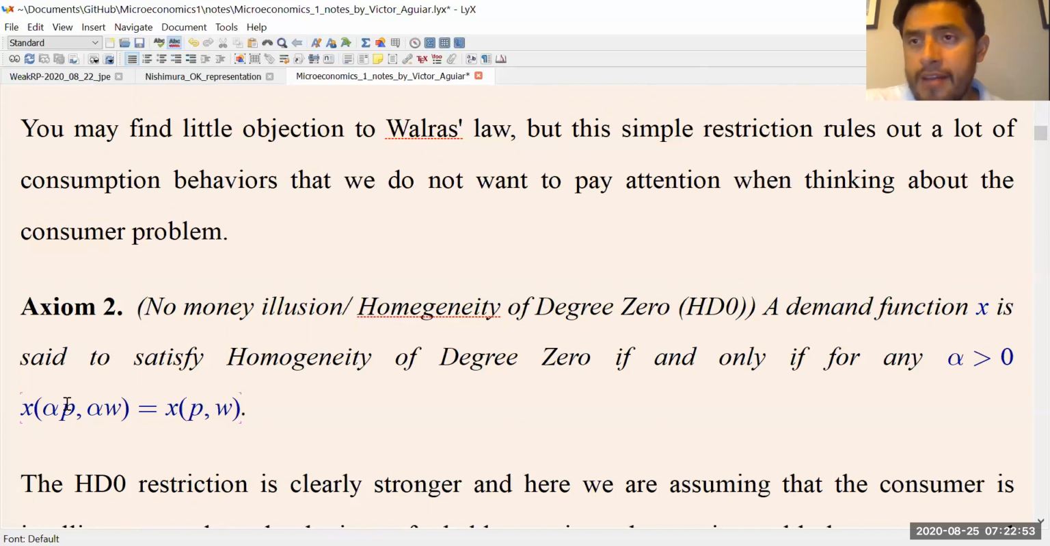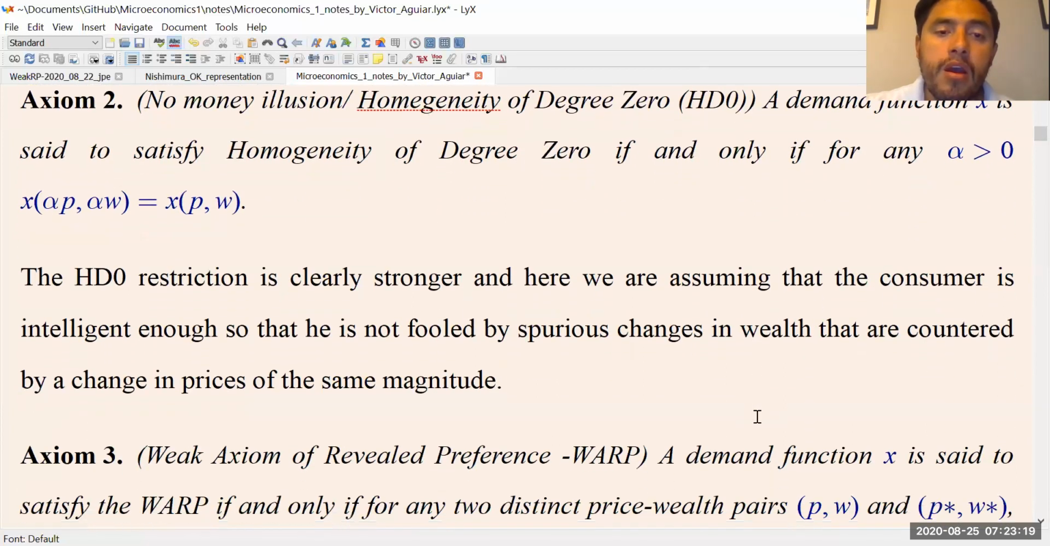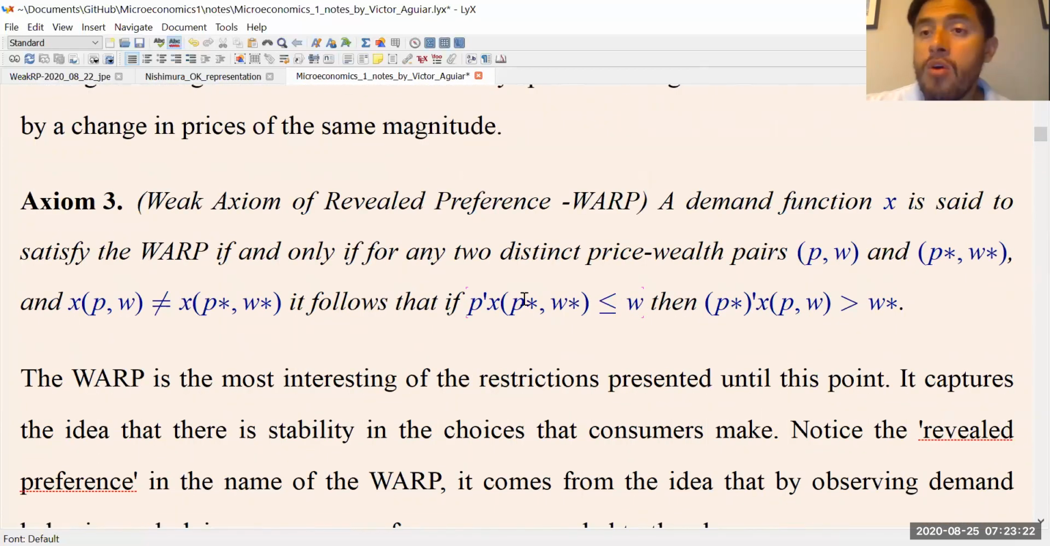We're not going to study that case. This is more modern, beyond this simple theory we're going to present today. So for today's theory, we're going to rule out this complex behavior of lack of attention. And we're saying, look, consumers can think in real terms. And in fact, if I scale prices and income by some scale alpha, demand quantities should remain unchanged, okay?